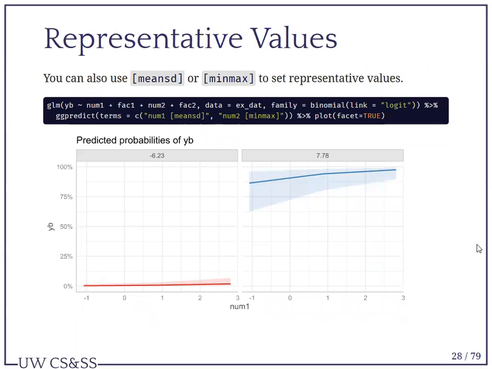We can also predict using representative values. So we might use mean and SD or min max to set values of interest. For instance, if we look at our numeric variable for mean and 1 standard deviation, and our second numeric variable at its minimum and maximum. So this is for our minimum value of one of our covariates and the maximum value of one of our covariates. And we can make very strong comparisons very quickly.